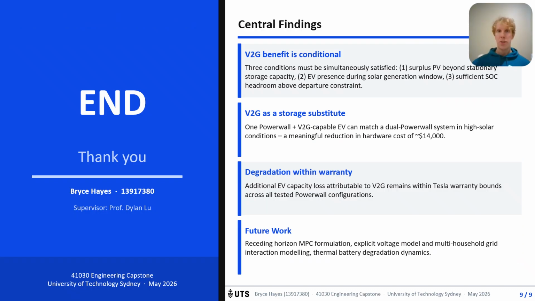So to conclude, the study was a challenging but rewarding project, and I would like to thank my supervisor for supporting me along the way. The central finding of the study is that V2G benefit is conditional on the application, but it can be maximized by satisfying the recommended three operational conditions. Secondly, V2G functionality can be positioned as a practical substitute to stationary storage, and thirdly, while it does depend on the application, battery degradation generally sits within the manufacturer's warranty.